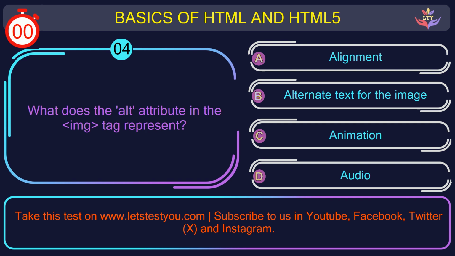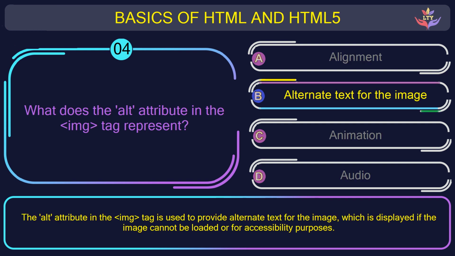Question number 4. What does the alt attribute in the img tag represent? The correct answer is option B. Alternate text for the image. The alt attribute in the img tag is used to provide alternate text for the image, which is displayed if the image cannot be loaded or for accessibility purposes.